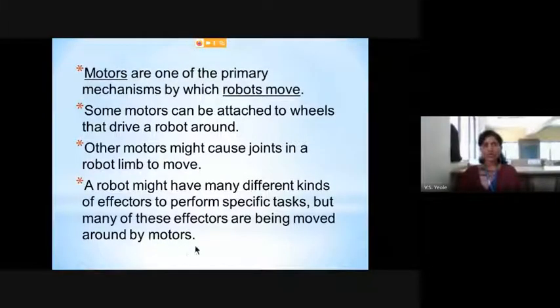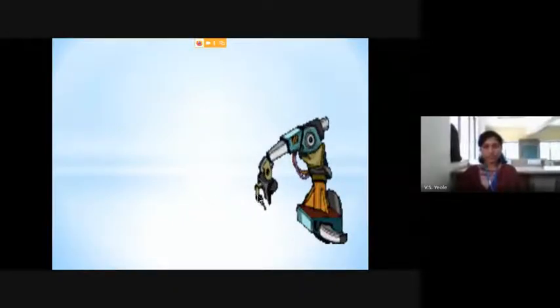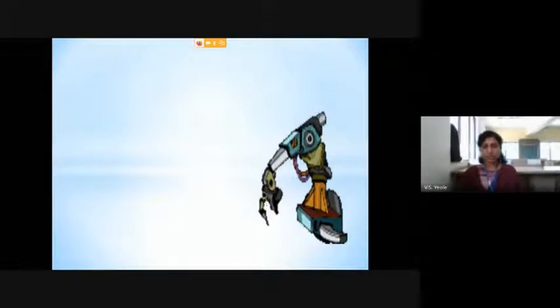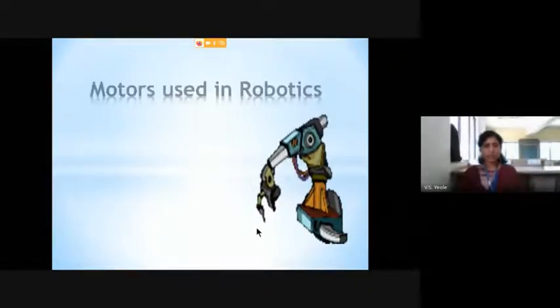The third one is that a robot has different types of effectors. Now what do effectors mean? It is the end part of the robotic arm. Now the robotic arm has different types of effectors, for example, a hand or a tool. So for the movement of that tool, the motors are required. So in this one, you can see that this robot is moving. All the joints in the robot are moving. This is the effector of this particular robot.